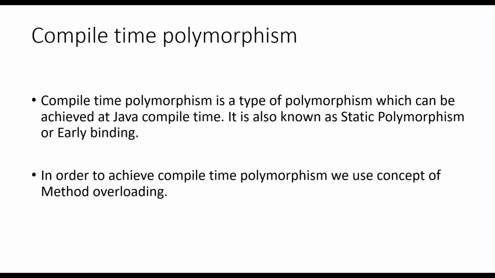Compile time polymorphism. Compile time polymorphism is a type of polymorphism which can be achieved at Java compile time. It is also known as static polymorphism or early binding. It is known as static polymorphism or early binding because compilation comes first during the execution. So that's why it is called early binding. In order to achieve compile time polymorphism, we use the concept of method overloading.